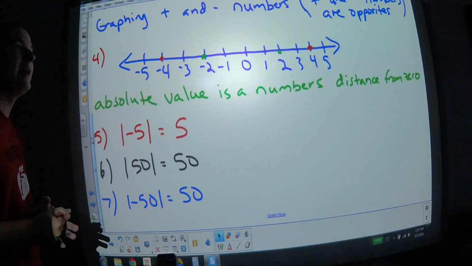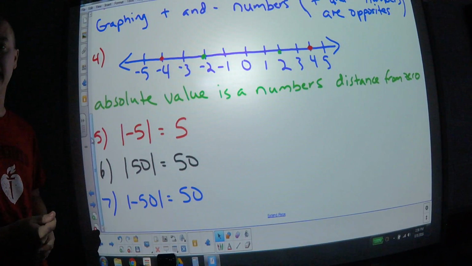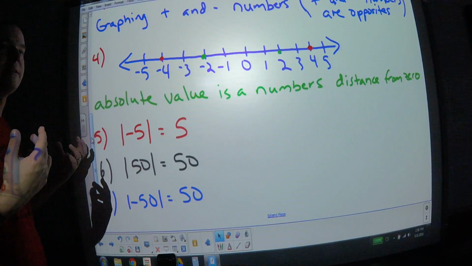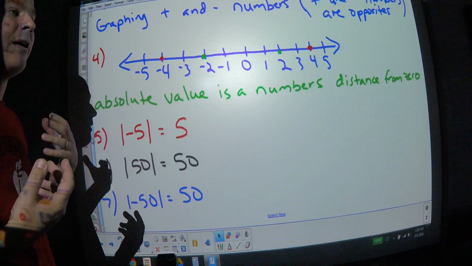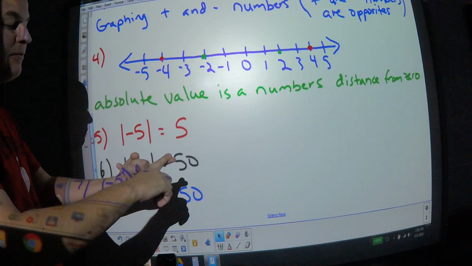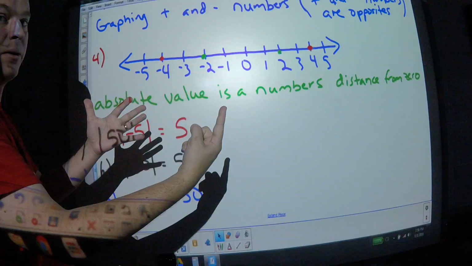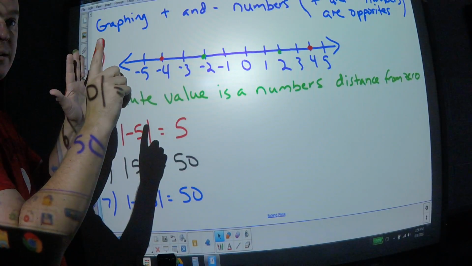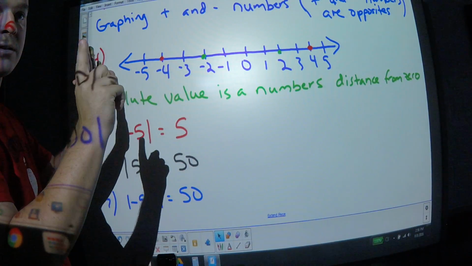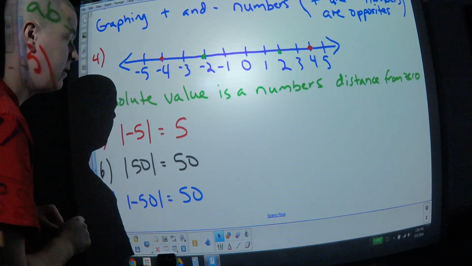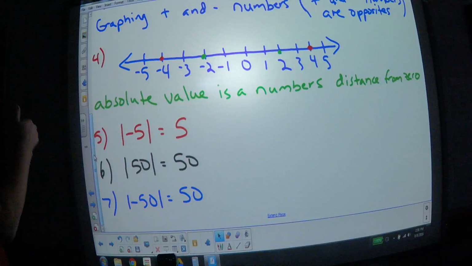Well, what if I said, what is the opposite of negative 6? Well, that'd be positive 6. Okay? What if I said, what is the distance from 0 of negative 6? Well, it'd be negative 5, negative 4, negative 3, negative 2, negative 1, and 0. Or you could even say negative 6, and then that. So the distance from negative 6 to 0 is positive 6, or just 6.